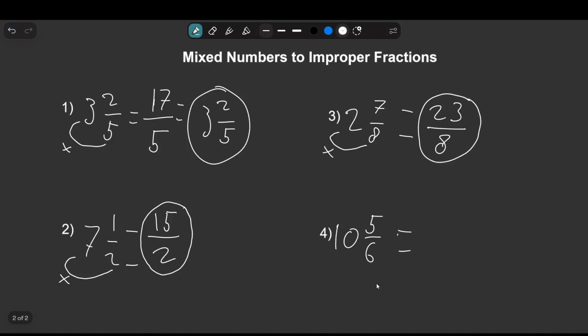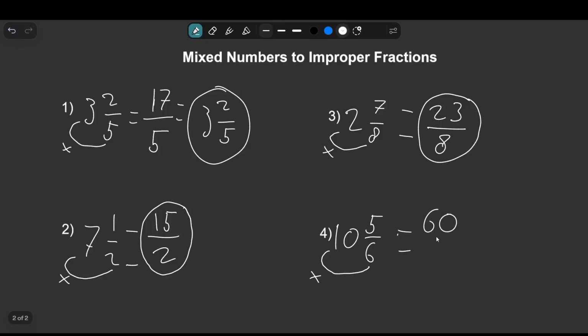Now, on to the last example. So for our last example, we have 10 5/6. So again, we just go like this. We go around from the bottom to the whole number. We multiply them, and we have 60.